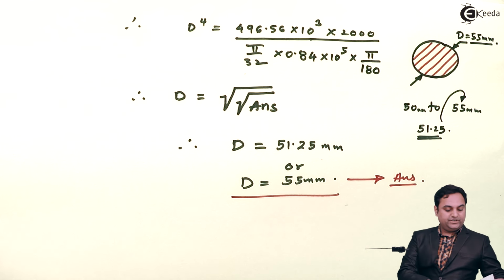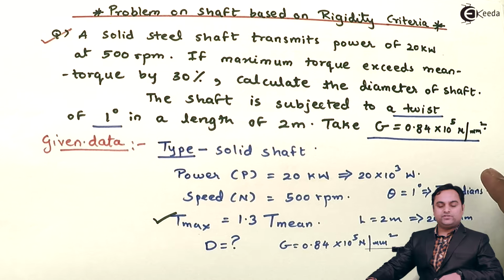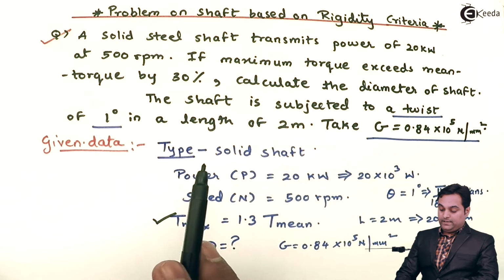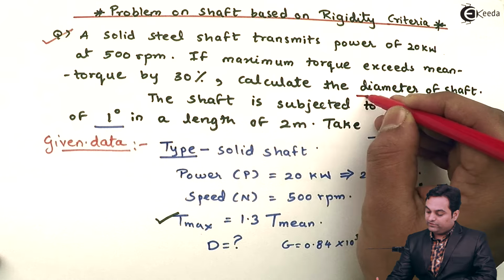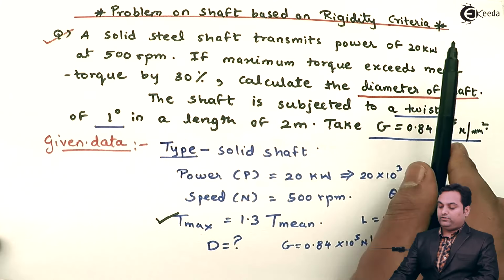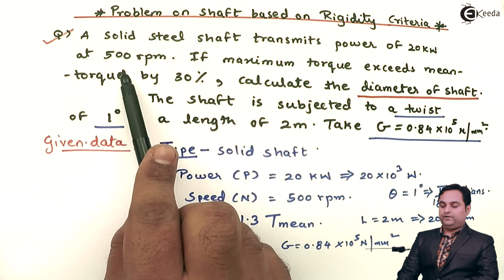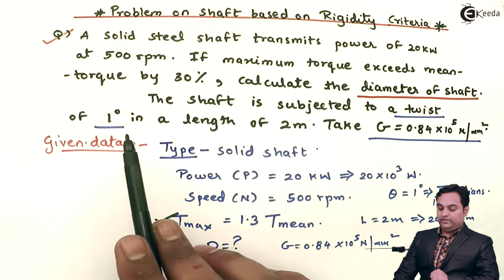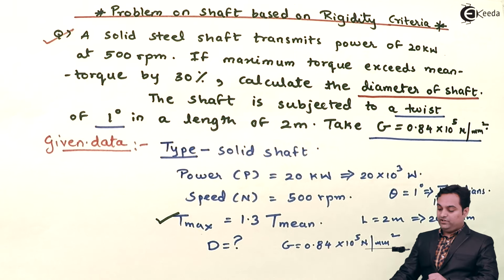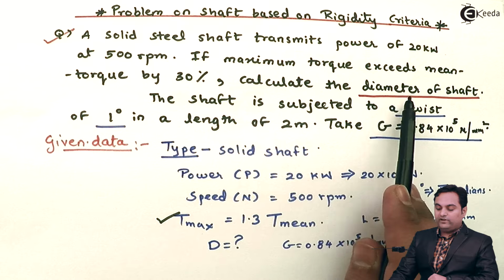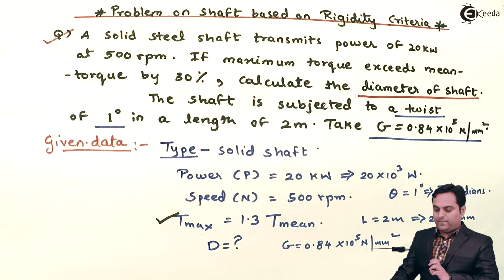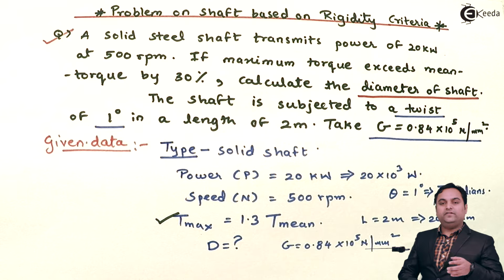So as we see in this question, the problem was based on a shaft which was designed by using rigidity criteria, and in this they were telling us to calculate the diameter of the shaft for the power requirement of 20 kilowatts, speed 50 rpm. The condition was given that maximum torque exceeds the mean torque by 30%. Then the angle of twist, length of shaft, and modulus of rigidity were given. So based on all these conditions, we have to find the diameter of shaft which satisfies all these conditions. So the diameter of shaft is 55 mm, which satisfies these conditions, and here we have designed a shaft based on rigidity criteria. And with this we complete the question.